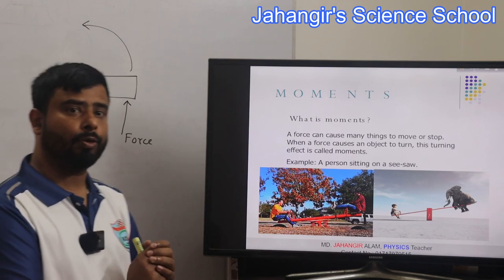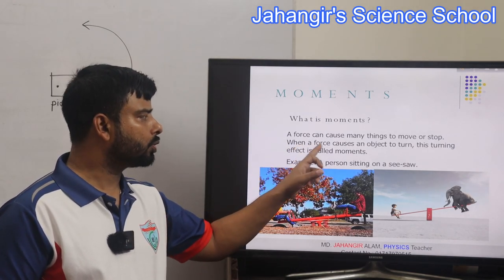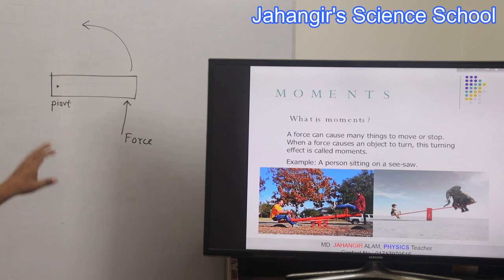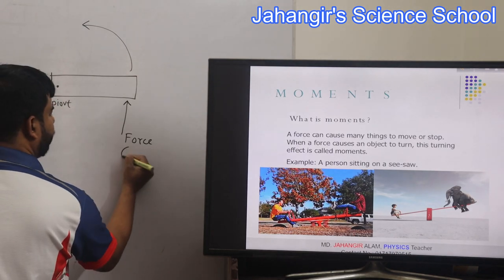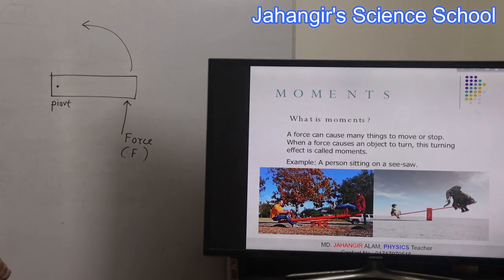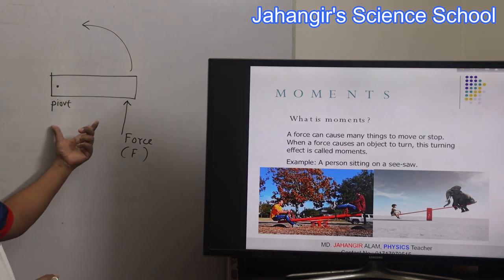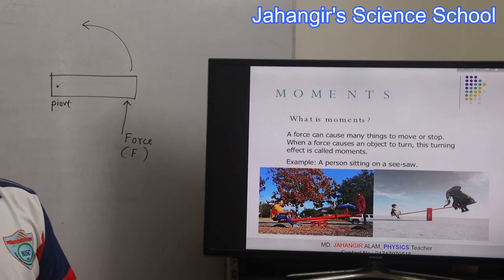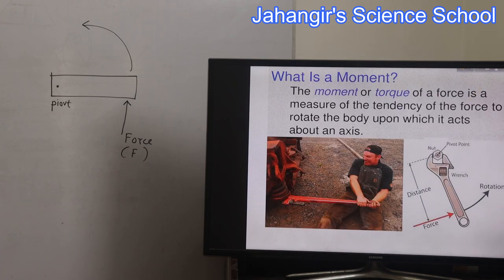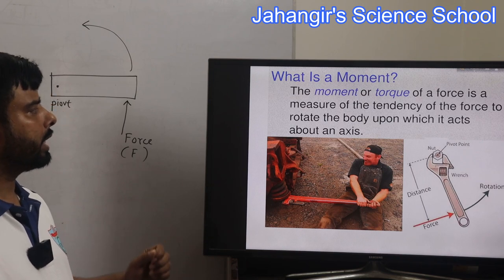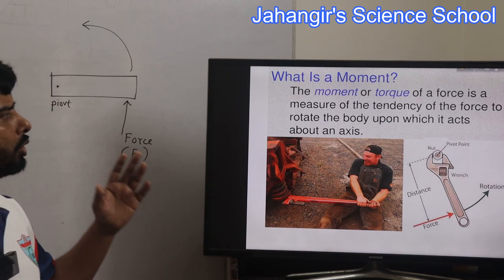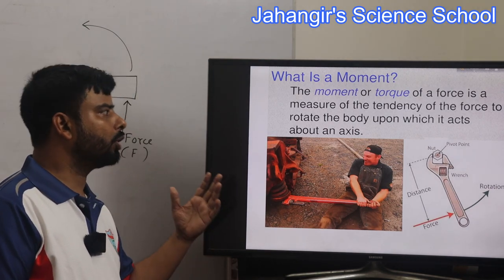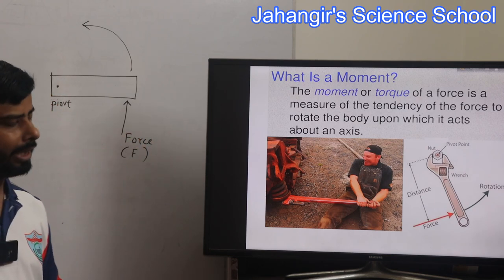But another thing force can do, when a force causes an object to turn, this turning effect is called moment. So, when a force F is applied on an object and it produces a rotation tendency about a pivot or axis, then that force is known as turning effect of force. The moment or torque of a force is the measure of the tendency of the force to rotate the body upon which it acts about an axis.